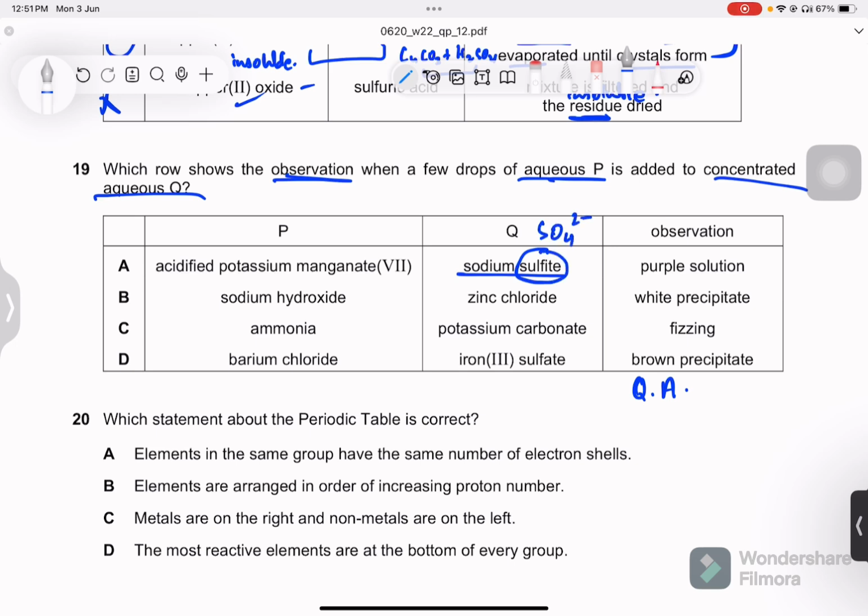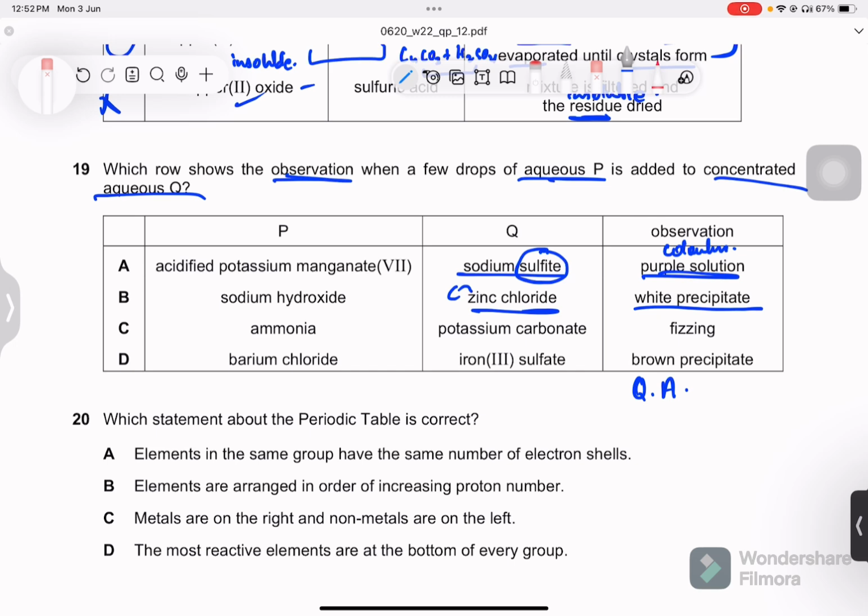If this was sulfate, over here we have sulfite. Okay, so this is not correct. If sulfite was present, this should have been colorless. Next, sodium hydroxide, and over here we have zinc chloride. So a white precipitate is formed. This is true. Zinc ions are cations.